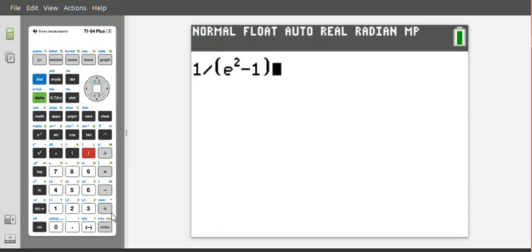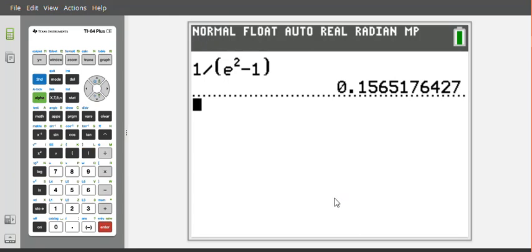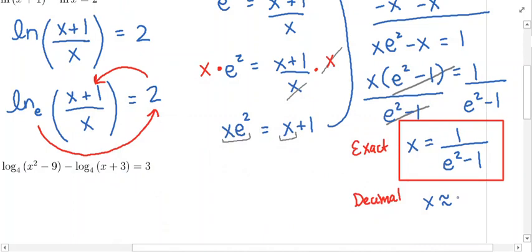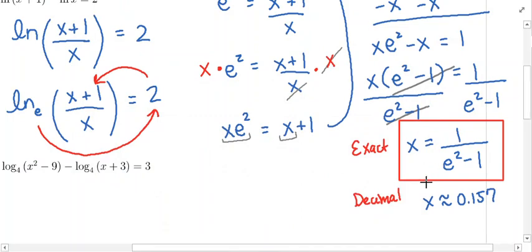Okay, so this is what it should look like. The entire denominator needs to be in parentheses. So here's your decimal approximation. It's going to be about 0.157. So this is approximately 0.157. And I'll go ahead and box that as well. So we've got an exact answer, and then we've got the decimal approximation for this particular equation.